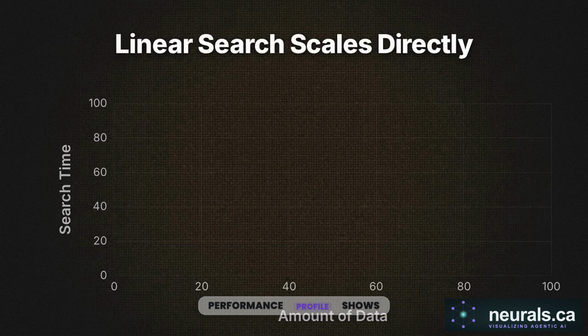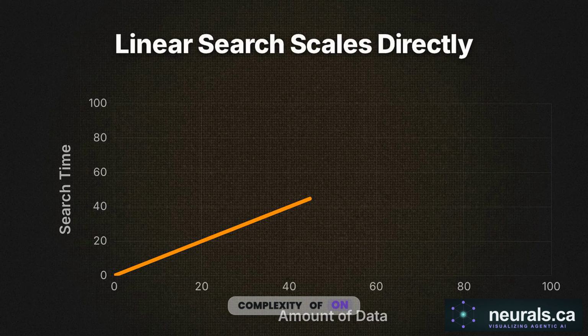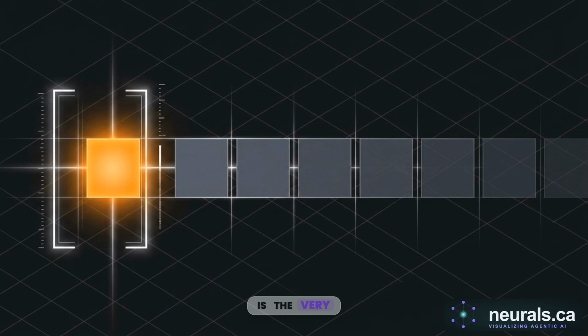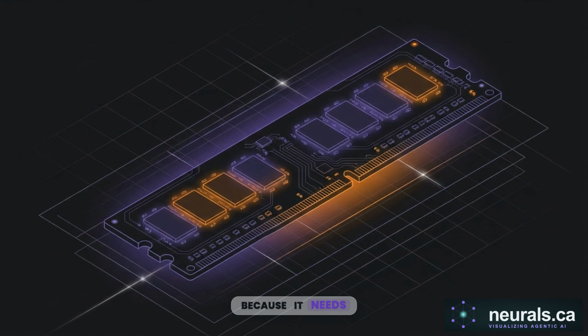This performance profile shows a worst and average case time complexity of O of n, meaning the search time scales directly with the amount of data. Best case is O of 1 if your target is the very first item. And because it needs no extra memory structures, its space complexity is a highly efficient O of 1.